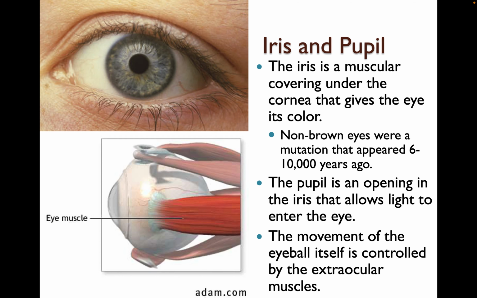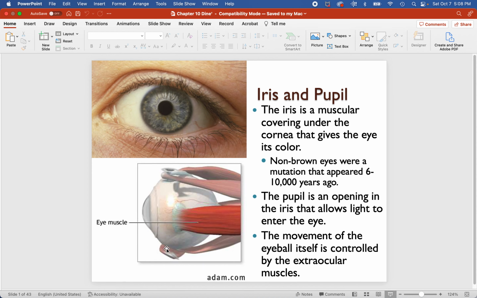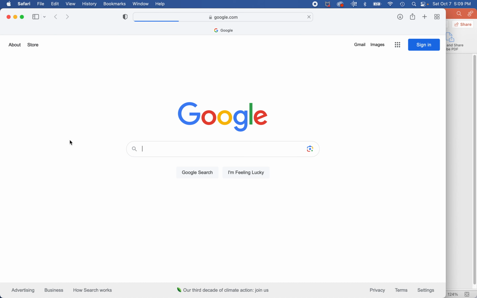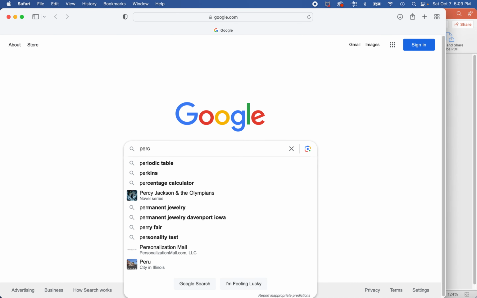The iris is a muscular covering over the cornea that gives the eye its color. Non-brown eyes were a mutation that appeared about 6 to 10,000 years ago. So 10,000 years ago, everybody had brown eyes. The mutation occurred, and now there's a fairly large percentage of individuals who have blue eyes. Let's see if we can find it.